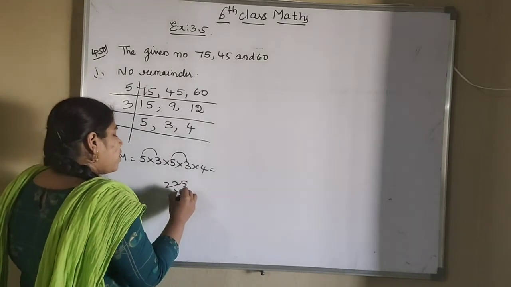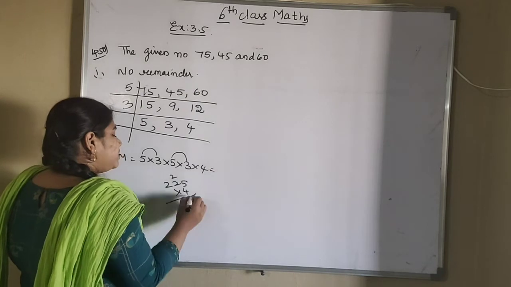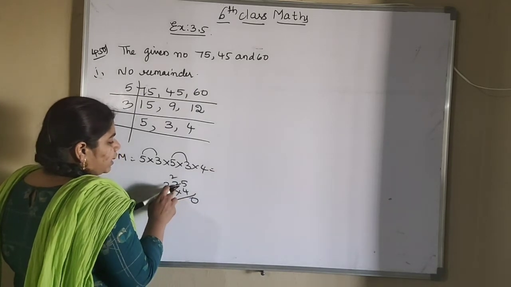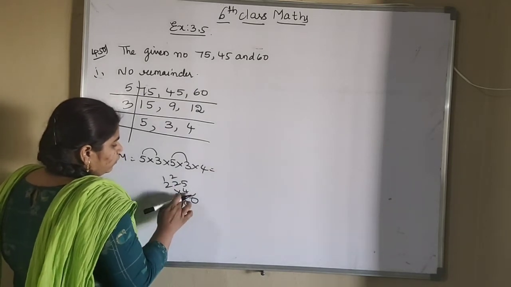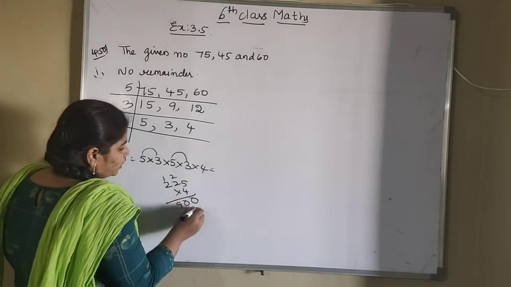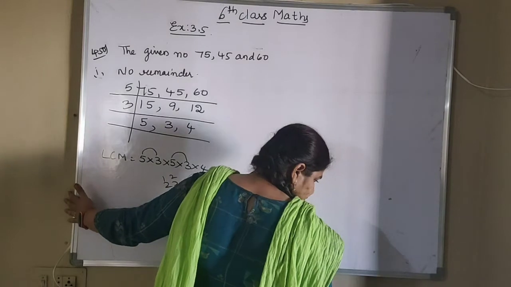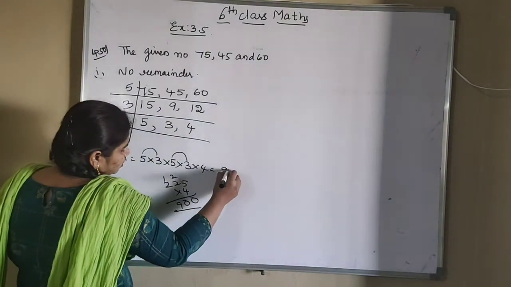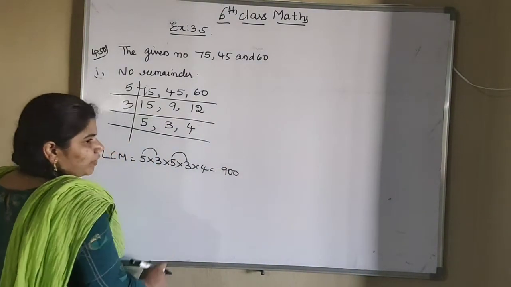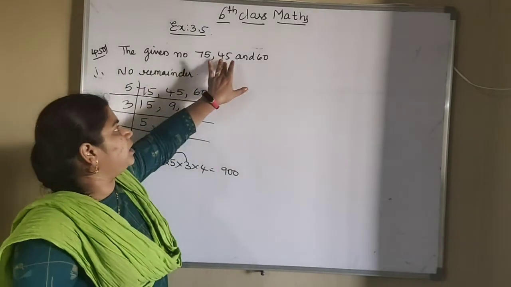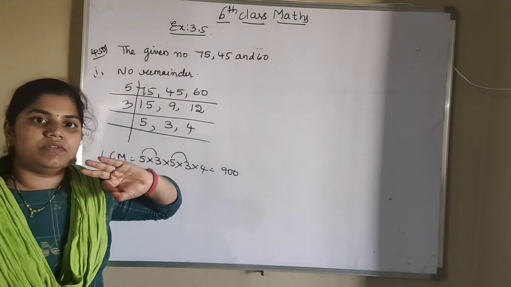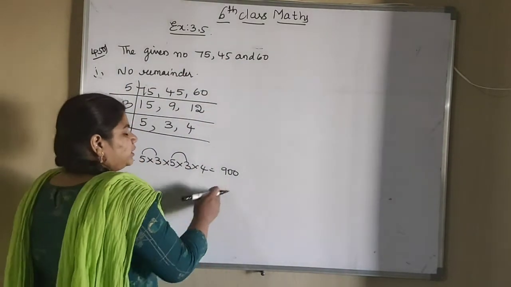225 into 4. 4 5s are 20. 4 2s are 8, 9, 10. 4 2s are 8, 9. So you got it as 900 here. So if you divide this 900 with these three numbers, always the remainder will be 0. If you want, you can check.